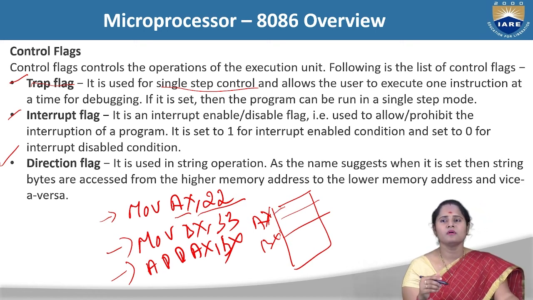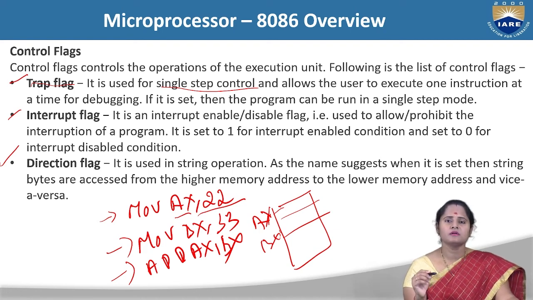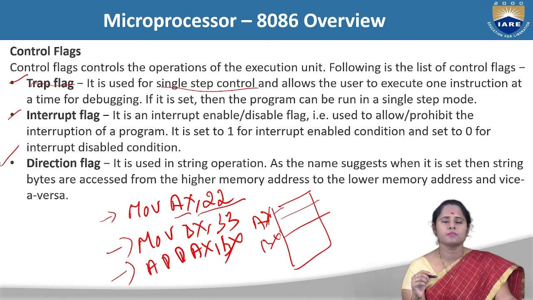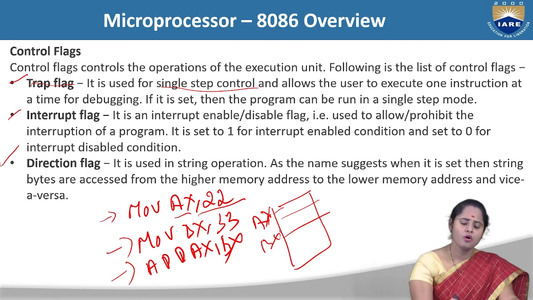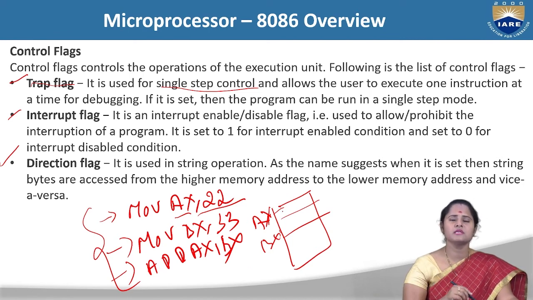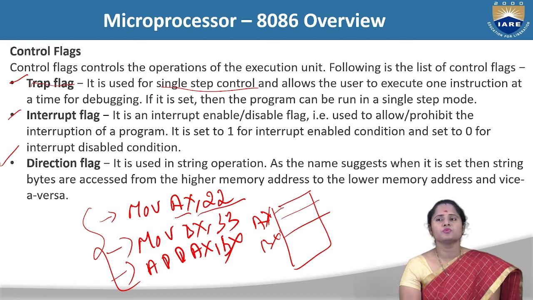So one after the other, each instruction is executed, and you can see the output, what is happening to each instruction. That is what single step execution is. If you go for a general operation without single step, all the instructions you have will be executed, and directly you can see the output. So what is single step execution? It allows a user to execute one instruction at a time.